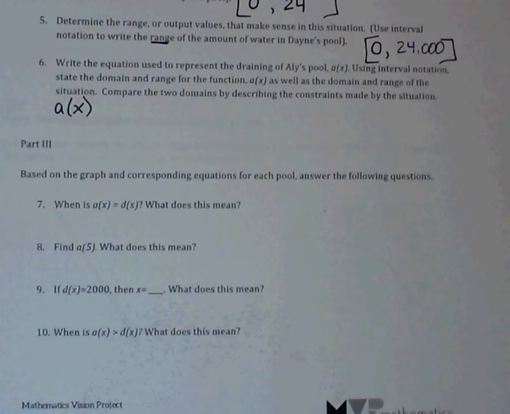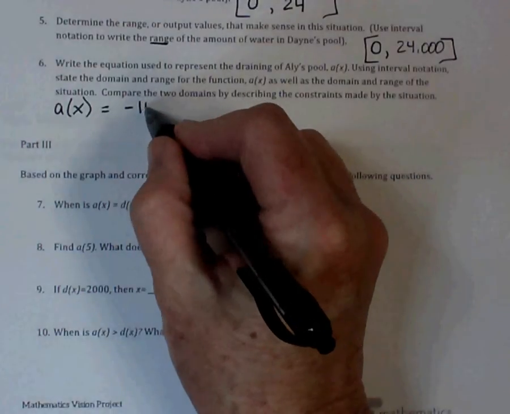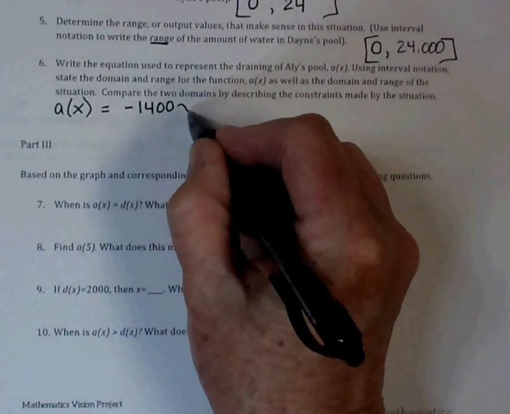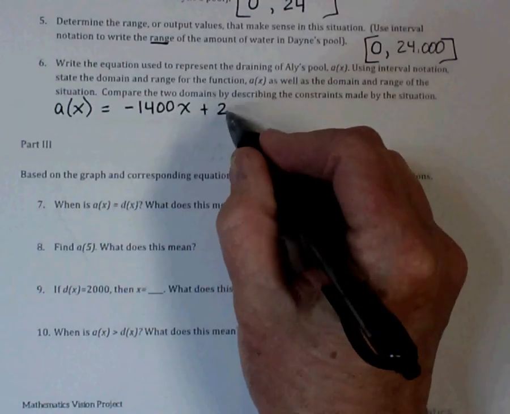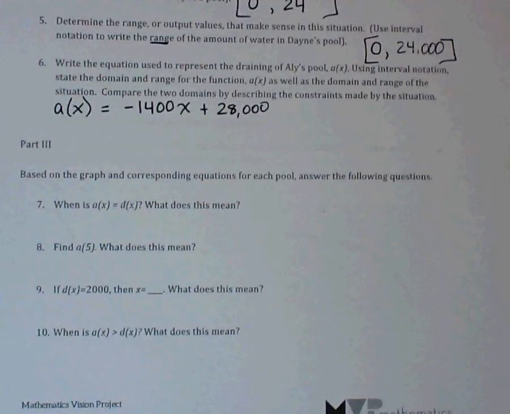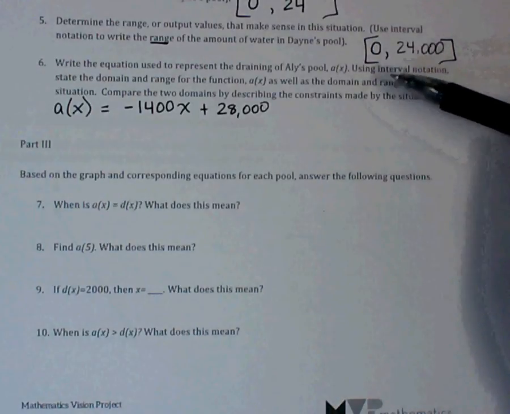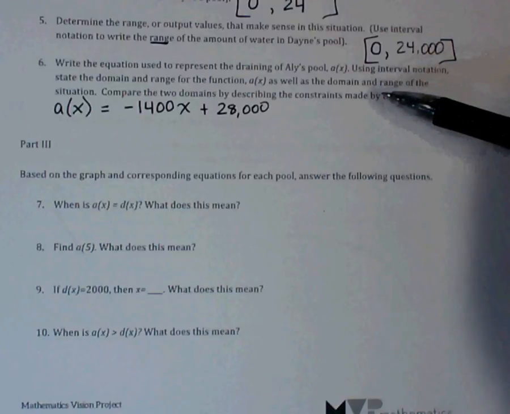Finishing up on question 6. We ended up with our slope, remember, was negative 1,400. Our intercept was 28,000. And that's the equation used to represent the draining of Allie's pool.